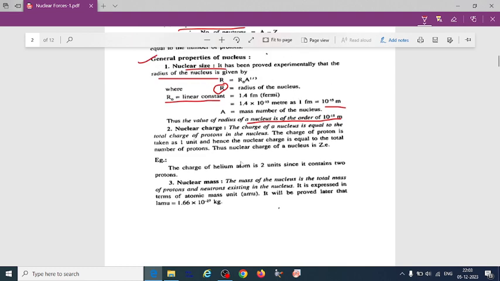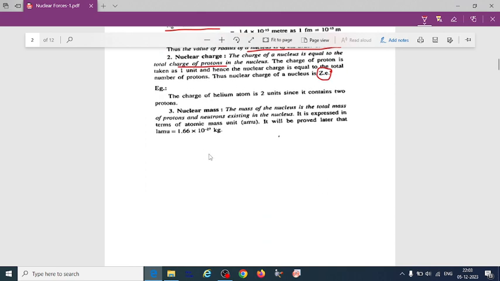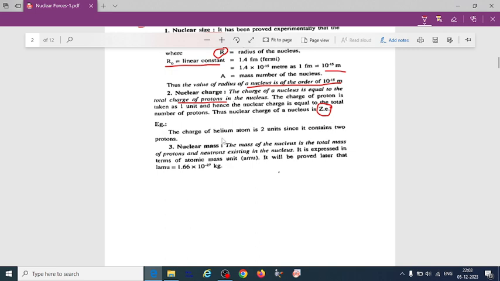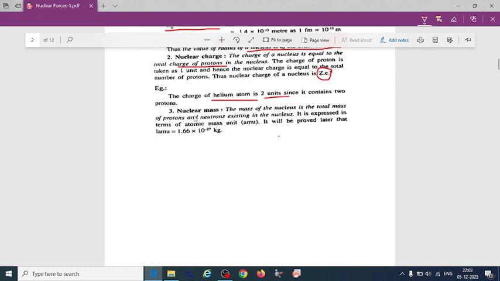Nuclear charge. As we know, protons and neutrons are there inside the nucleus. Neutron is neutral, it doesn't have charge, so only the proton has charge. Then the charge of the nucleus is given by the charge of protons, that is positive Ze. The number of protons is the atomic number. So the charge of helium is 2 units, because it consists of 2 protons. Nuclear mass. The mass of the nucleus is determined by the total number of protons and neutrons.